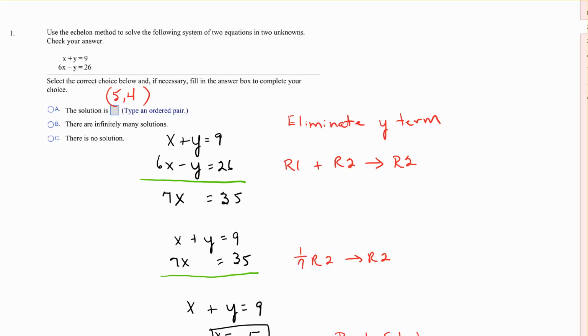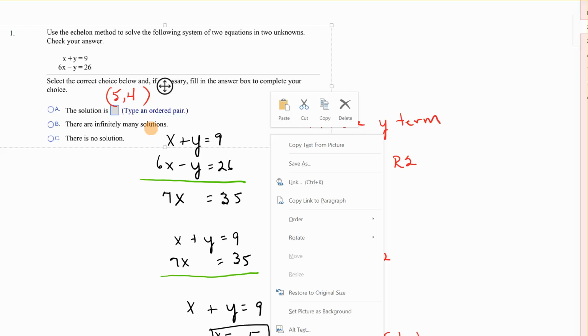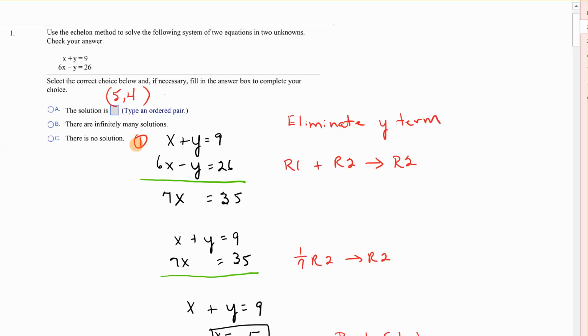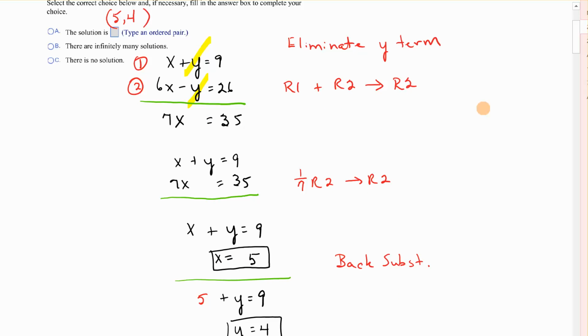So when we've got them written down here, we have x plus y equals 9 and 6x minus y equals 26. What we should notice right off the bat is that we have a plus y and a minus y. So if we add those two rows, if we talk about that this is row 1 and this is row 2, if we add those together, these y's are eliminated and we end up with 7x equals 35. So now we have a new row 2.